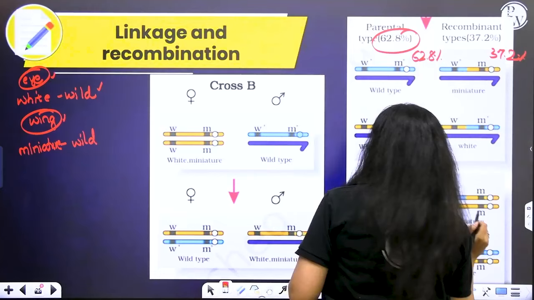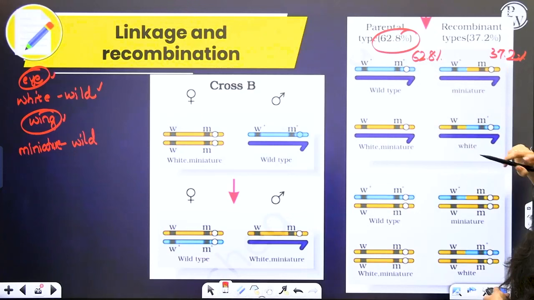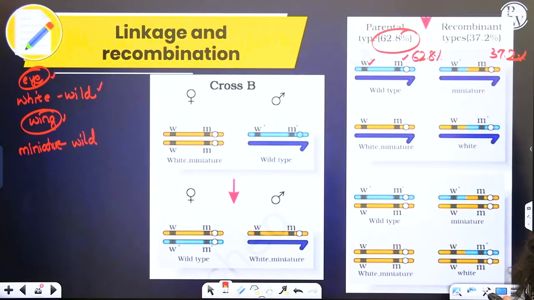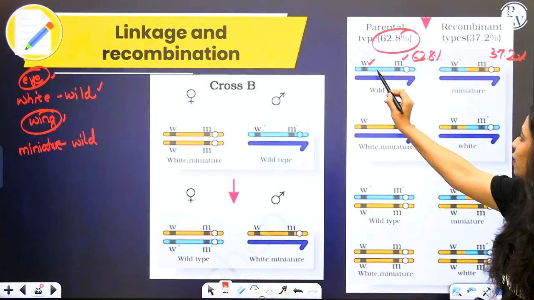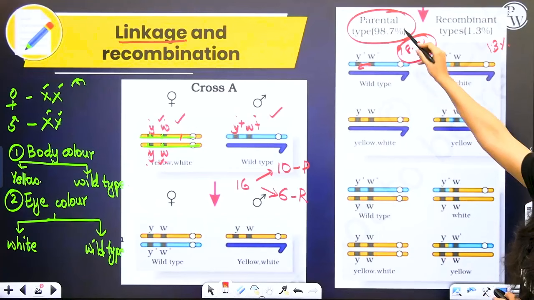So here again, there is a deviation. You can see how mostly it is parental, very little recombinant. Here, it is 62% parental, 37% recombinant. Here also, it is a deviation from Mendel's law because it's not following the 9:3:3:1 ratio. The reason being, they are still linked. They are located on the same chromosome, which is why you're getting a higher proportion of parental types. Why you're not getting as much as 98.7 here is because look at the distance between these two. More distance between the two genes considered, greater is the recombinant type. Lesser the distance between the genes considered, more will be the parental type.